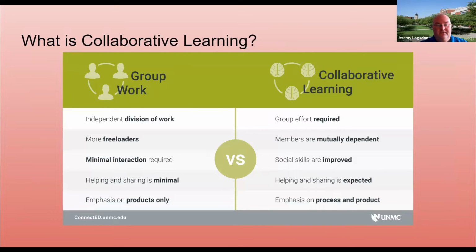This I found from the University of Nebraska Medical College. This is just, I think, a really powerful graphic that I wanted to share that explains the difference between group work and collaborative learning. I'm not going to read every step of this to you, but I do think it is worth pointing out that in group work, it's an independent division of work. And there are times that may be part of the assignment.